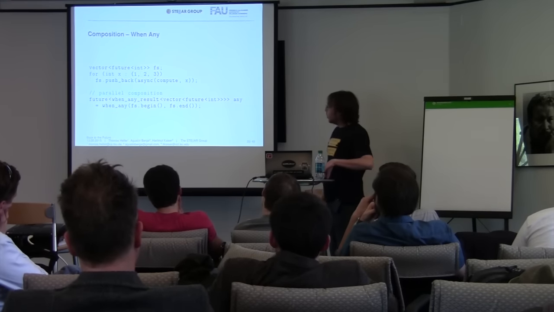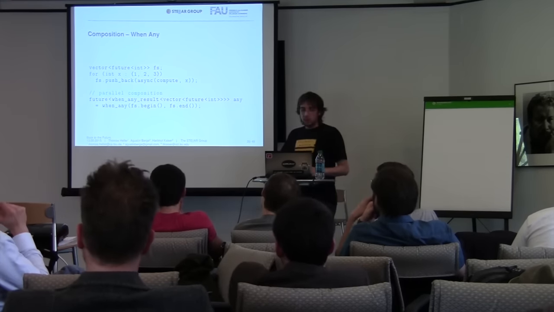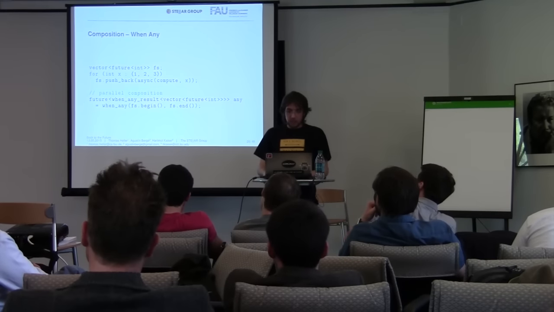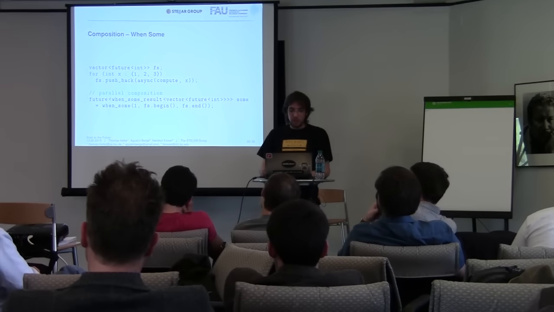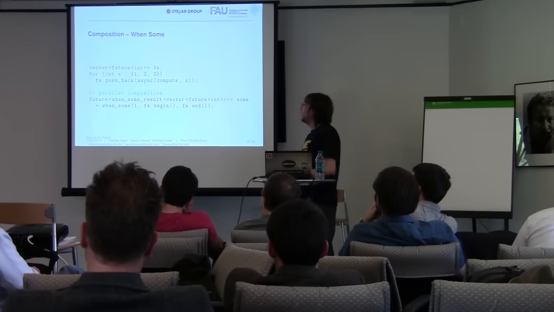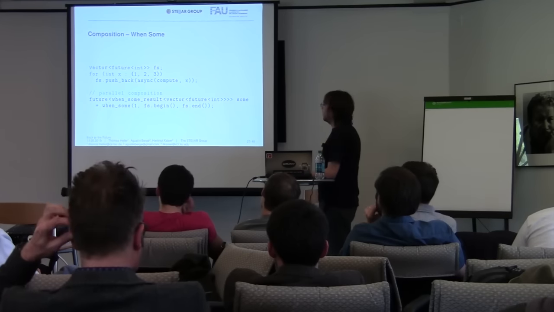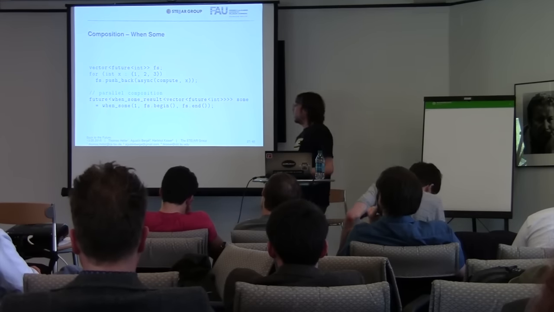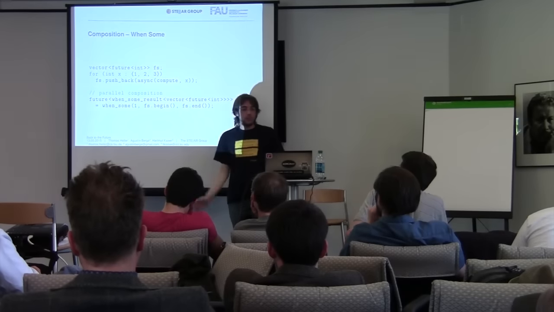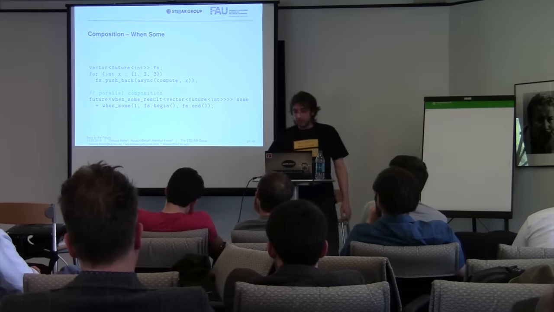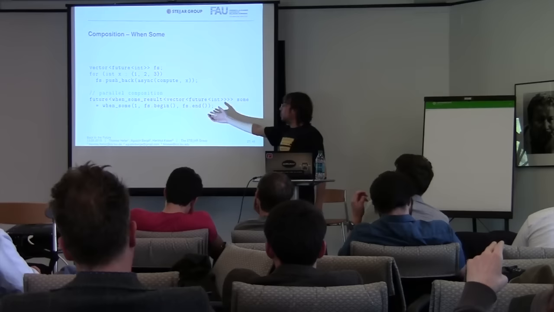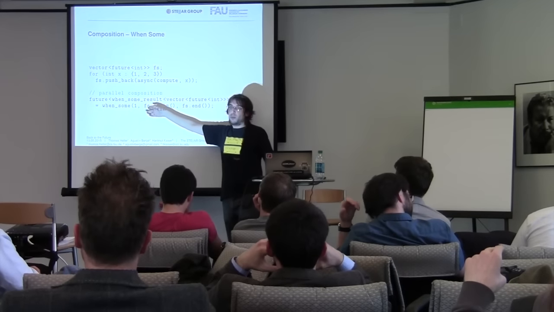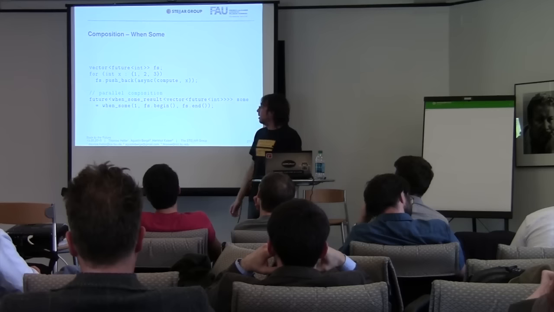Now, I'm not going to show when_any because we have an extension to when_any that shares the same implementation. The implementation for both of them is the same. It's called when_some. And obviously, it returns a when_some_result. Now, when_some takes a number of futures that you want to wait for. So, when_any is simply when_some with a wait for just one future.